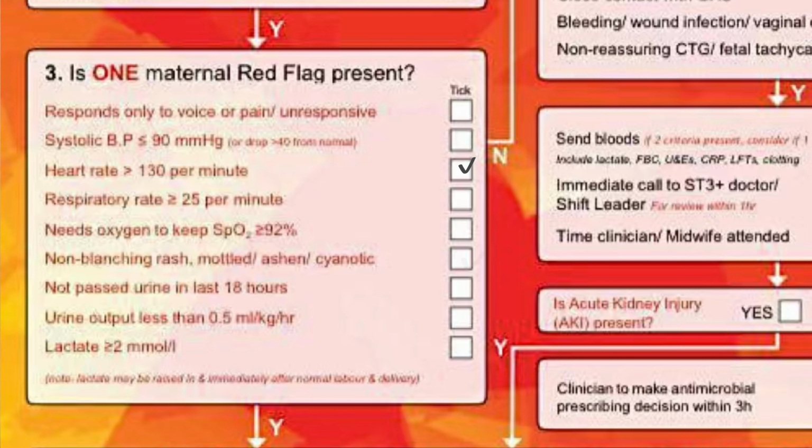Non-blanching rash, mottled, ashen, or cyanotic. Is there any rash or wound which is blanching, which is non-blanching, which is mottled, which is ashen, which is cyanotic? If any of these qualify, you will want to take. If none of them qualifies, you will leave it blank. They've not passed urine during the last 18 hours.